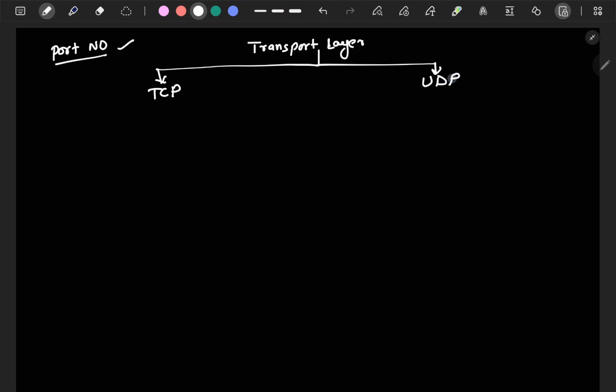In transport layer there are two main protocols. One is TCP and second is UDP. TCP means transmission control protocol, and UDP means user datagram protocol.